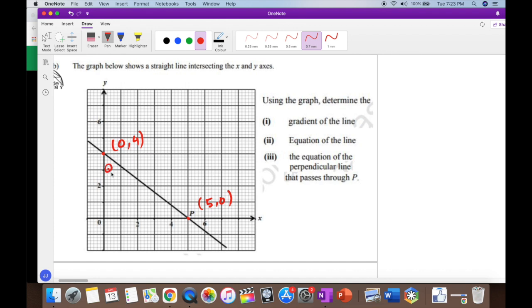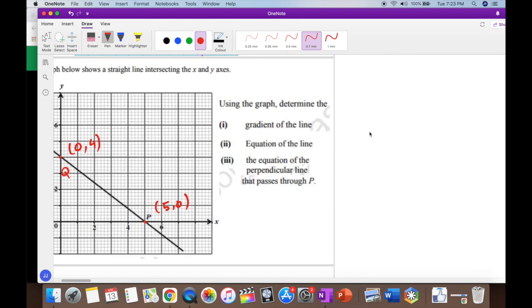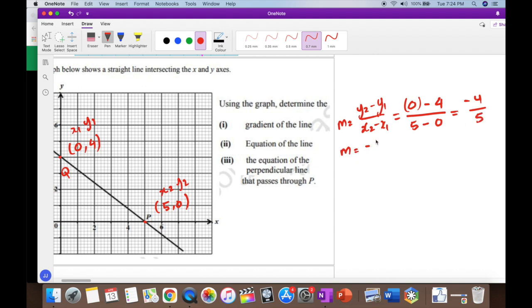Let's call this point Q, right? PQ, right? So now the gradient of the line M is (y2 minus y1) over (x2 minus x1). So let's use this as x2, y2, and let's use this as x1, y1, right? So y2 is 0 minus y1, which is 4, all over x2, which is 5, minus x1, which is 0. So we have negative 4 divided by 5. So therefore M is negative 4 over 5. And it makes sense because the line has a negative slope, so you would expect that M would have been negative.